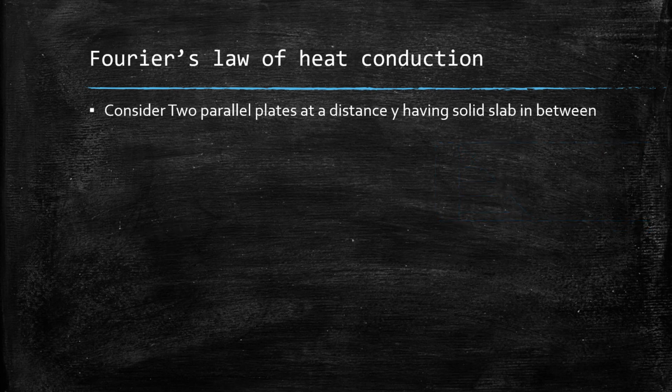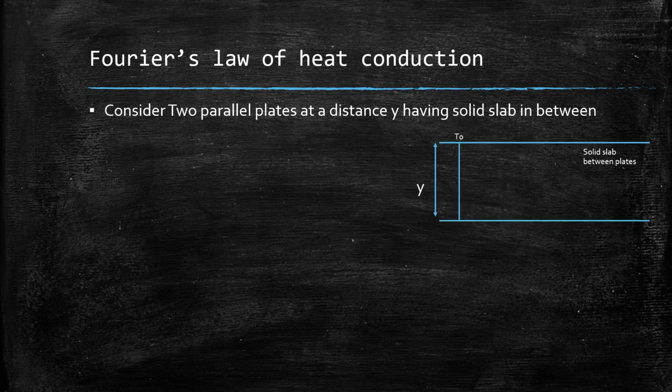Now let us consider Fourier's law of heat conduction. Here heat is transferred due to the vibrations of the molecules of the medium, right? So similarly, consider two parallel plates at a distance y having a solid slab in between. Similar to the earlier example, at t equal to 0, at initial condition, both the slabs are at the same temperature, right? Over time, at steady state, the temperature profile is going to be a straight line.